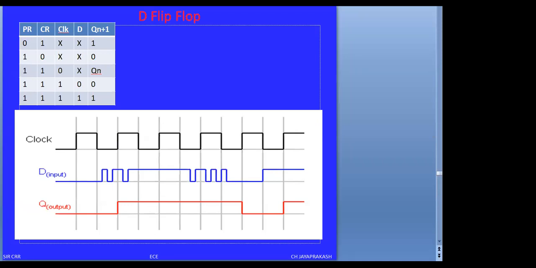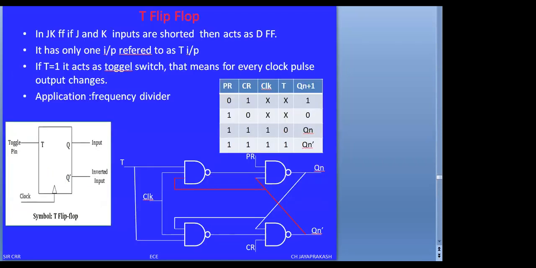Similarly, the same JK flip-flop can be used as a T flip-flop. The T flip-flop is also called the toggle flip-flop. In a JK flip-flop, if the inputs are shorted together, then it acts as a T flip-flop.